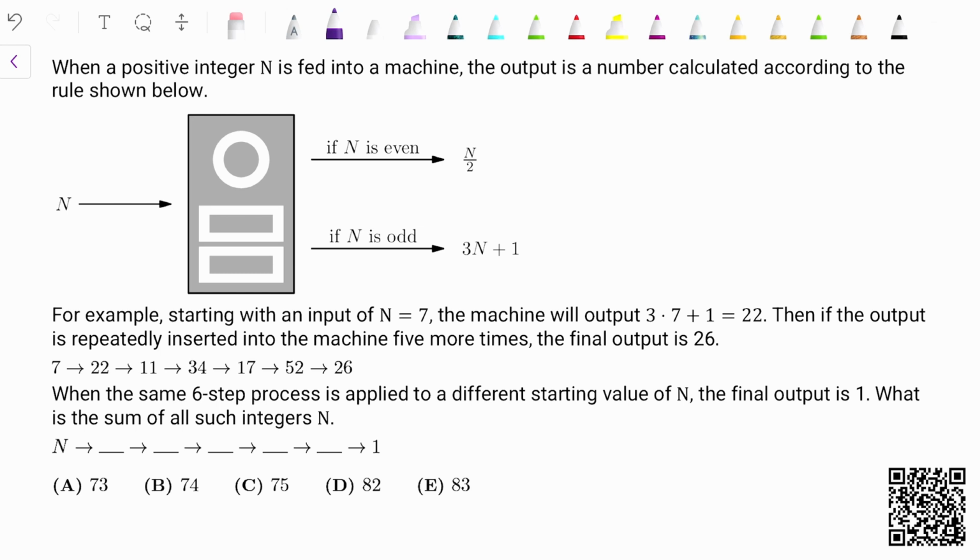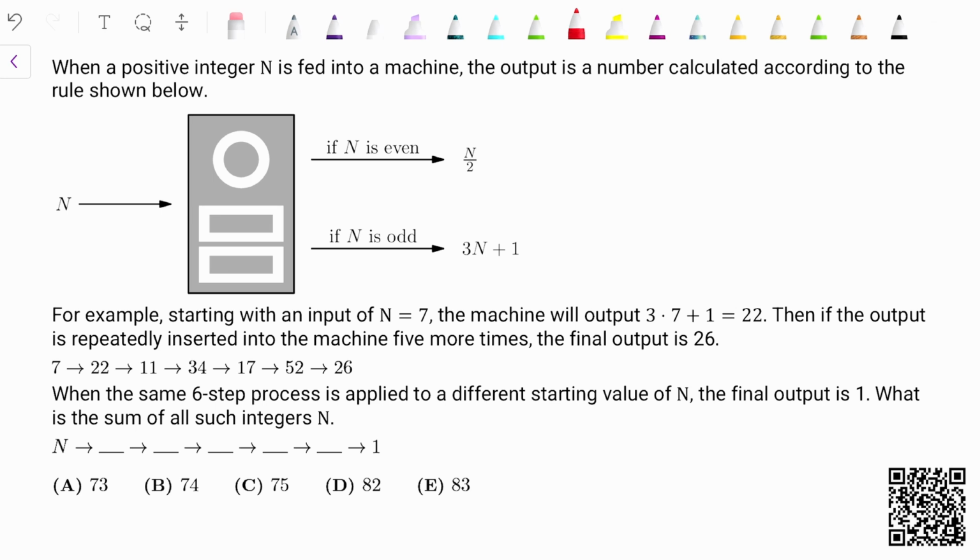This is problem number 22 of the 2020 AMC8. When a positive integer n is fed into a machine, the output is a number calculated according to the rule shown below. If n is even, it's n divided by 2. If n is odd, it's 3n plus 1.